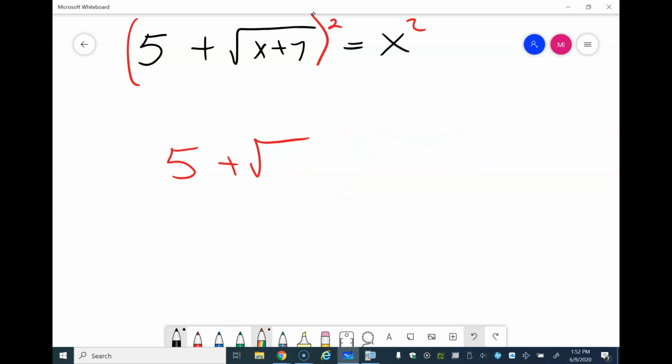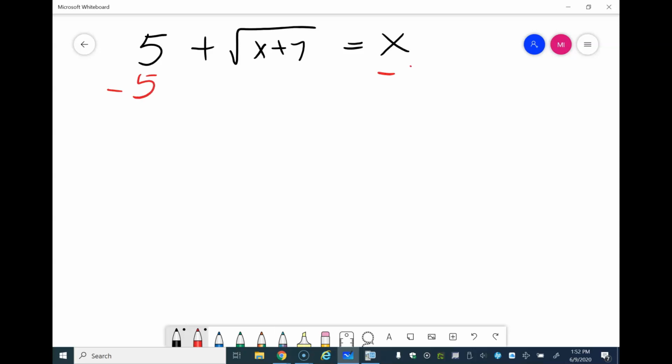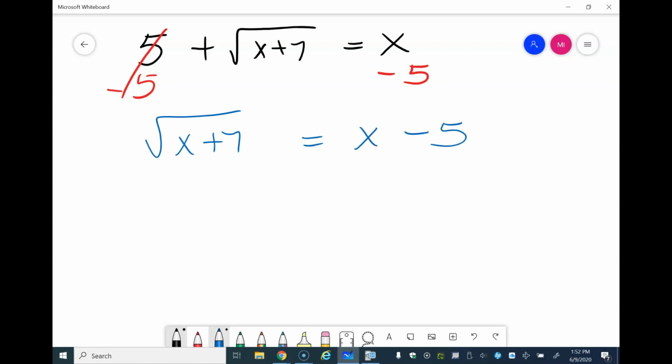So let's do that first. So let's not do this anymore. Let's move the 5 over. We're going to do minus 5 here, minus 5 here. And then on this side, these cancel out. So now we have the square root of x plus 7 is equal to x minus 5.